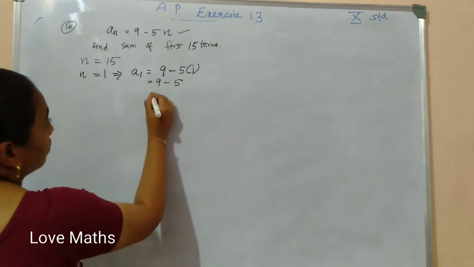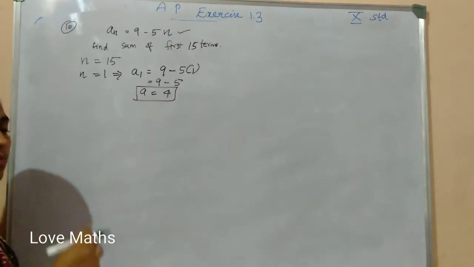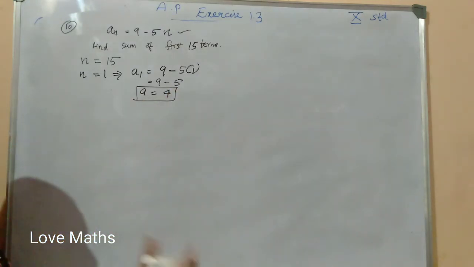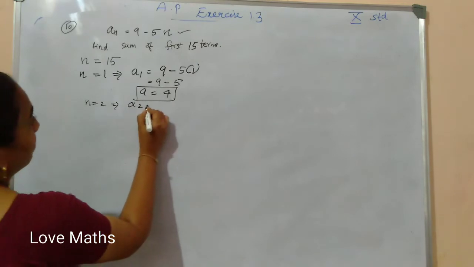9 minus 5, so 9 minus 5 is 4. So the A value is 4. I need D. To find D, I need the second term minus the first term. So apply n equal to 2, and you can get the second term, A2.